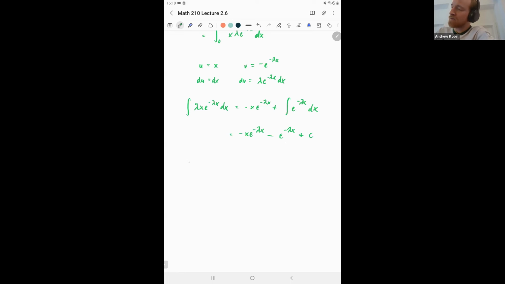But now let's go back and solve the original improper integral that we were interested in. So lambda x e to the minus lambda x is our probability distribution function. To solve this as an improper integral, we're going to take the limit as the upper bound goes to infinity.